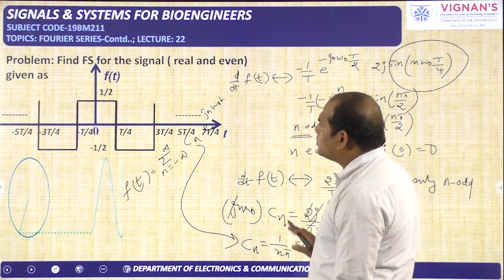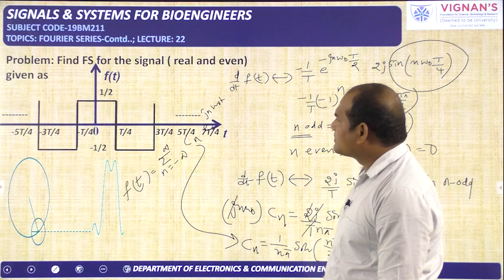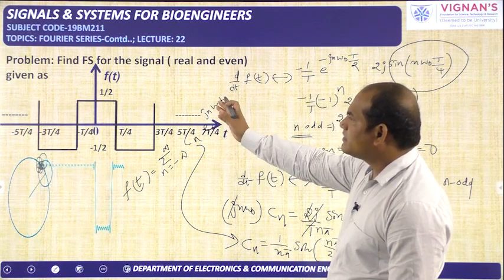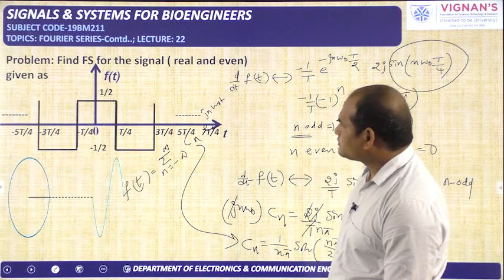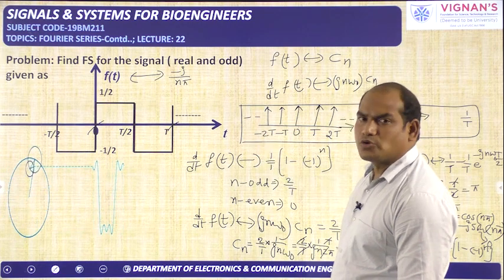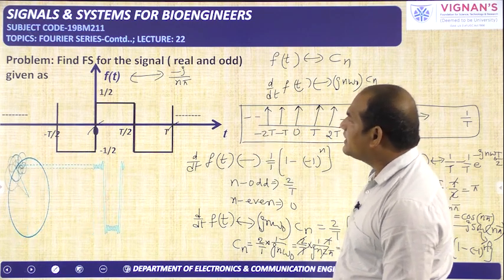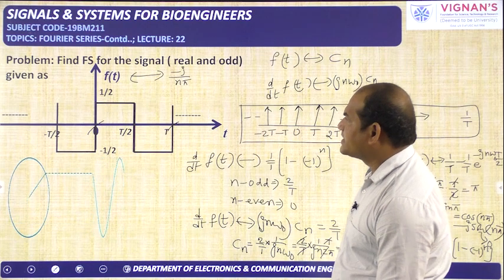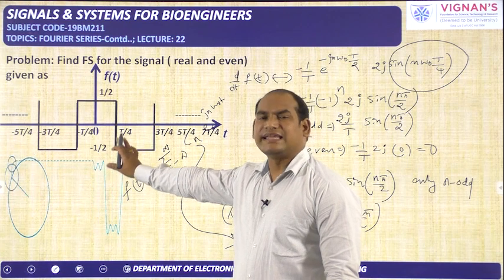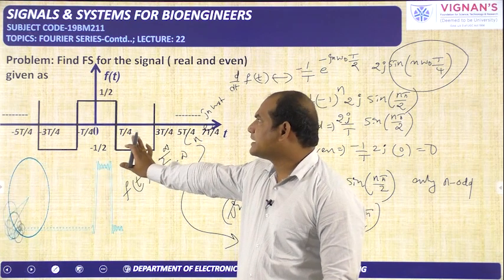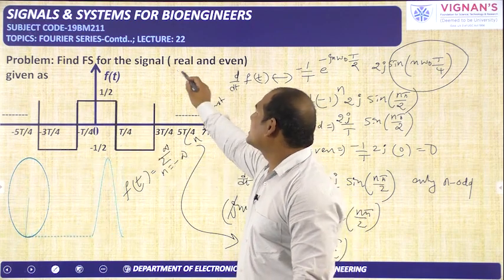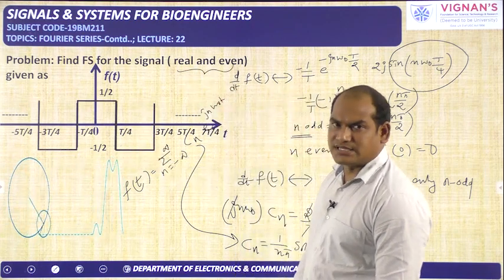Okay, so you observe these two problems. Now you have to observe the conclusions from these two problems. In the previous problem we had taken f of t as a square wave, and in the present problem also we have taken f of t as a square wave only. But what is the difference between the previous square wave and the present square wave? The previous square wave is a symmetrical signal or even signal. It satisfies the property f of minus t is equal to f of t. So it is a real and even signal.